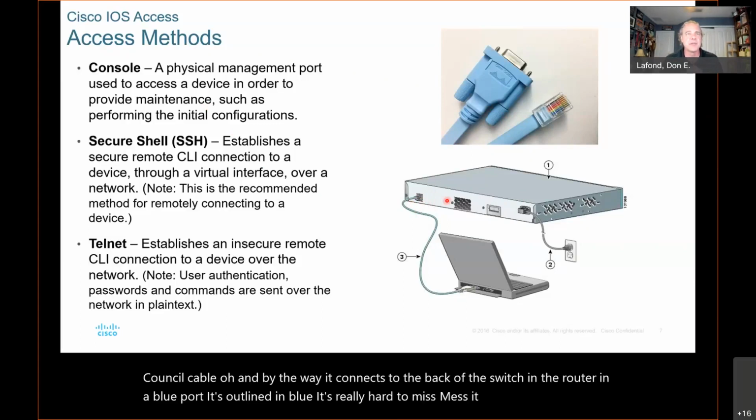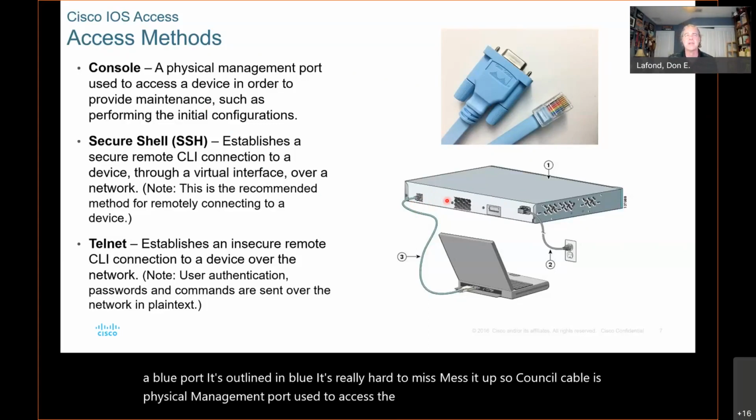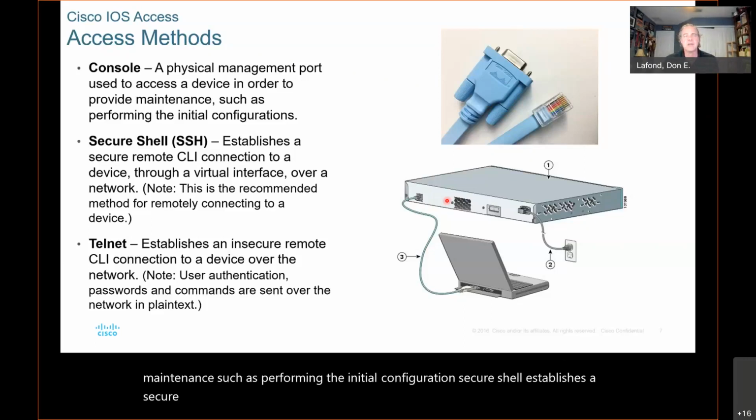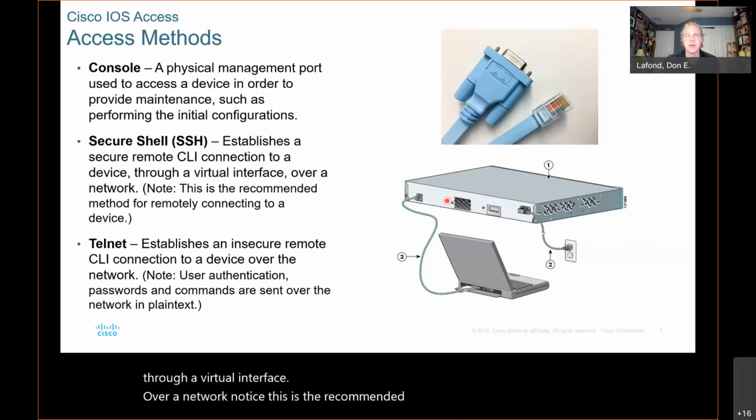So a console cable is a physical management port used to access a device in order to provide maintenance, such as performing the initial configuration. Secure Shell establishes a secure remote CLI, command line interface, connection to the device through a virtual interface over a network. Notice this is the recommended method because it is secure.